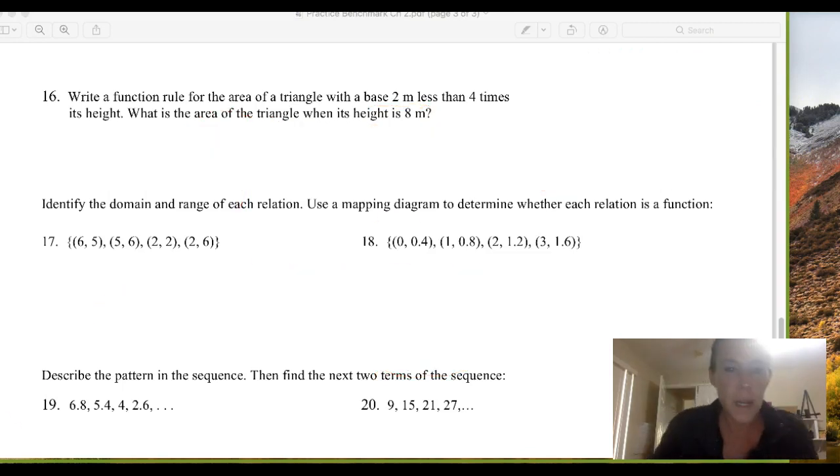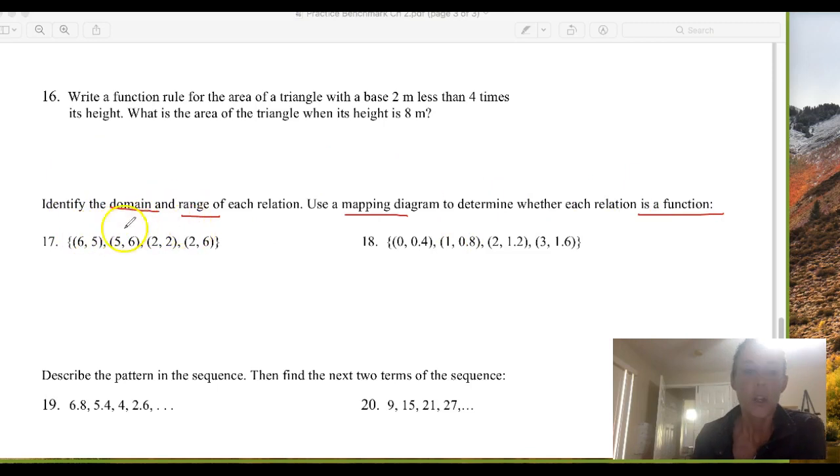Okay, identify the domain and range of each relation. Use a mapping diagram to determine whether each relation is a function. So make sure you do everything it says. Identify the domain and range. Use a mapping and tell me if it's a function. You've got 3 things to do here for both problems. So first, domain and range.